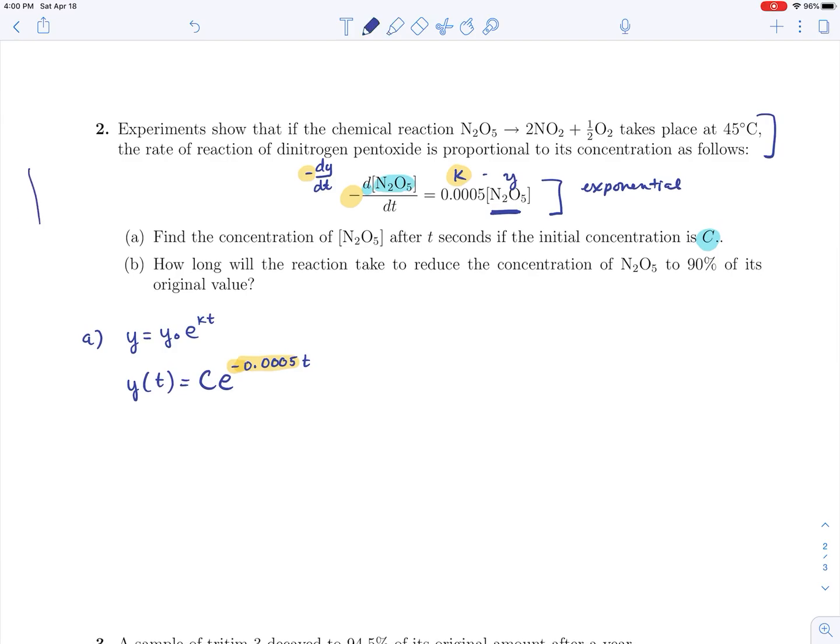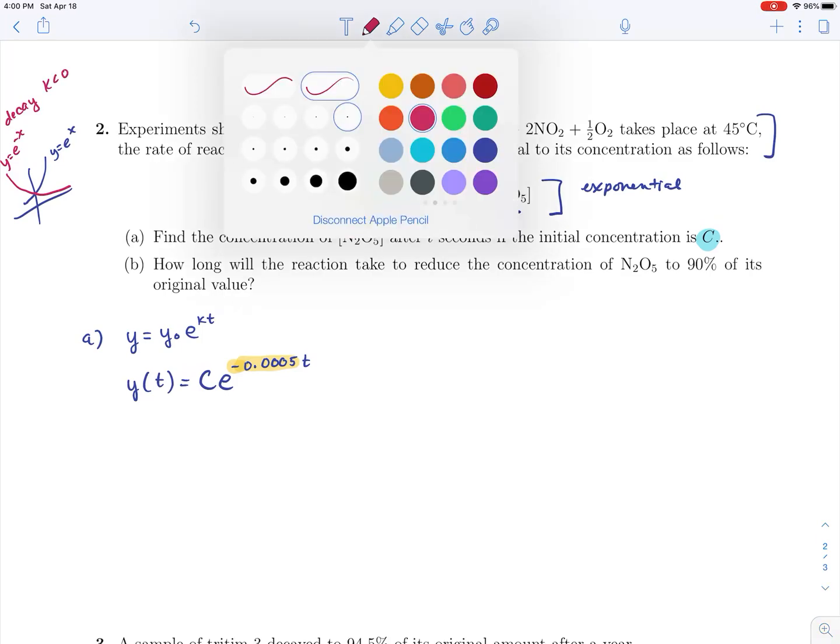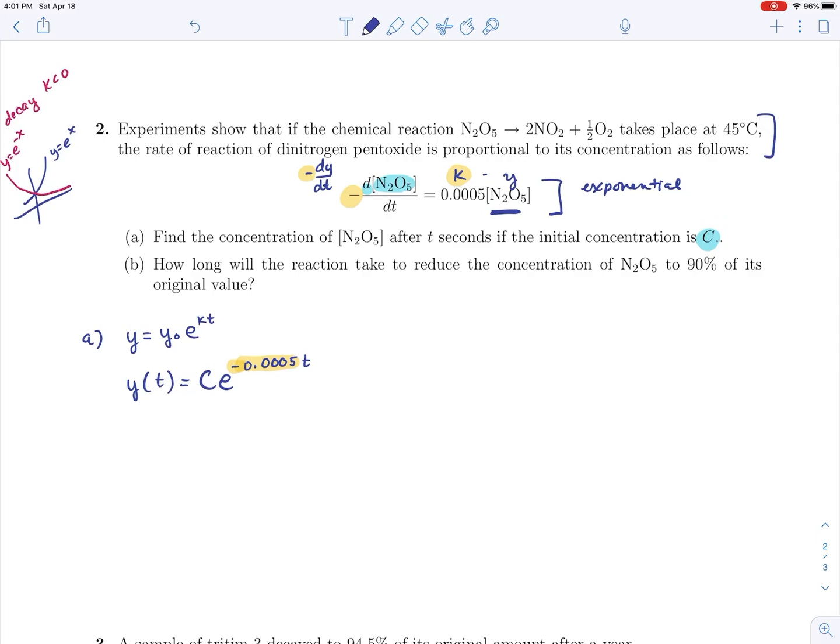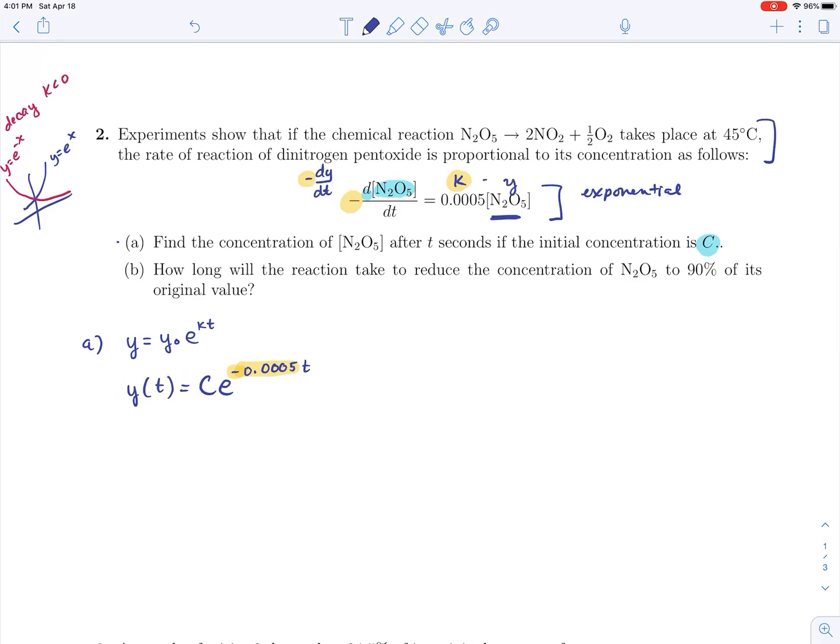Really quickly here, this is what y equals e to the x looks like, and this is what y equals e to the negative x looks like. So when K is negative, we get decay, and when K is positive, we get growth. So for part A, find the concentration after T seconds of the initial concentration C. That's just asking us for our equation, so we've got it.